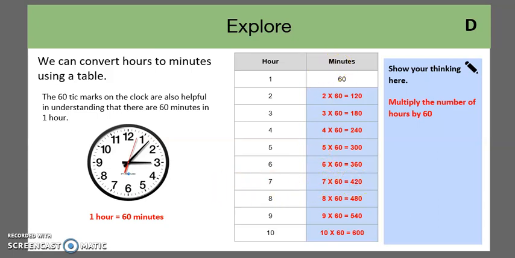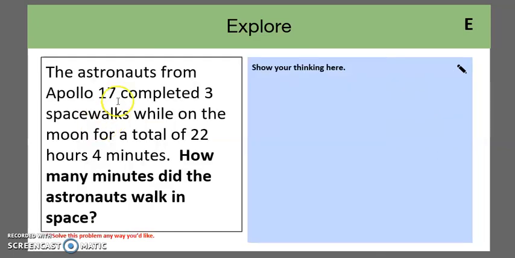Okay, we're going to look at a math problem. The astronauts from Apollo 17 completed 3 spacewalks while on the moon for a total of 22 hours, 4 minutes. How many minutes did the astronauts walk in space? So pause the video, think about how you would work through this problem, and we'll compare your answers on the next slide.